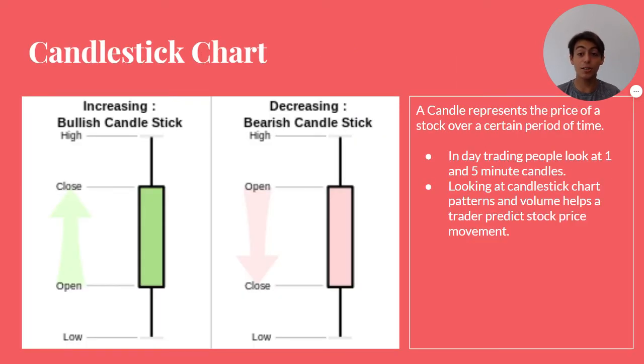A candlestick chart is a staple of day trading, and a candle represents the price of a stock over a certain period of time. Typically, people look at the 1 and 5 minute candles. As you can see, there's a green and a red candle. The green candle signifies the stock price moving up, whereas the red candle signifies a downward trend.